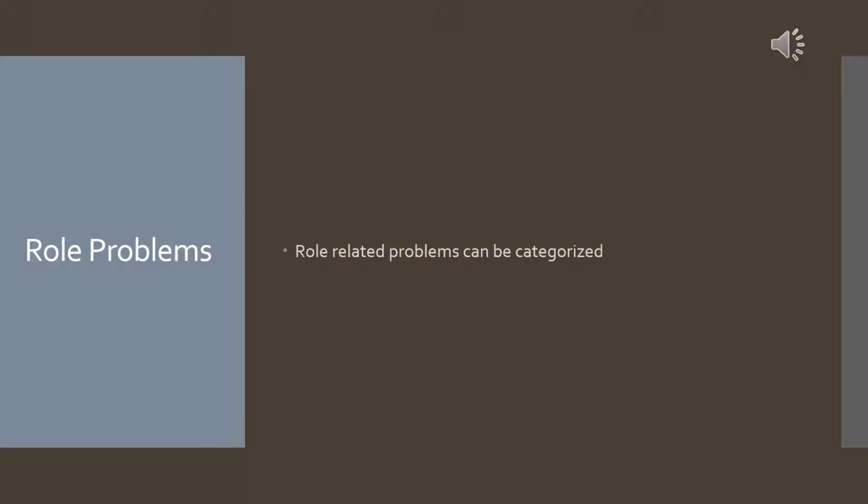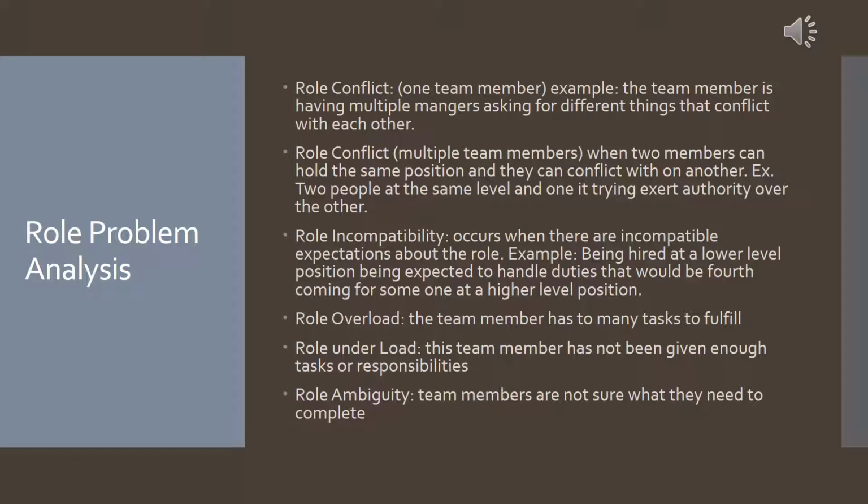Role-related problems can be categorized. Role problem analysis. Role conflict with one team member. An example of this is a team member having multiple managers asking for different things that could conflict with one another. Role conflict with multiple team members is when two members hold the same position and they conflict with one another. An example of that would be two people at the same level and one is trying to exert authority over the other.